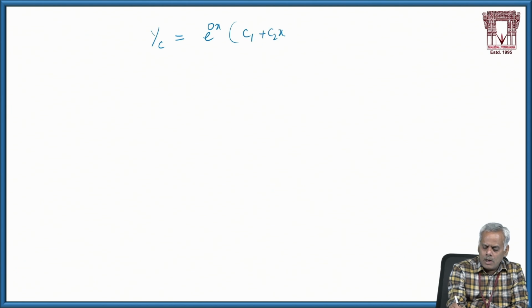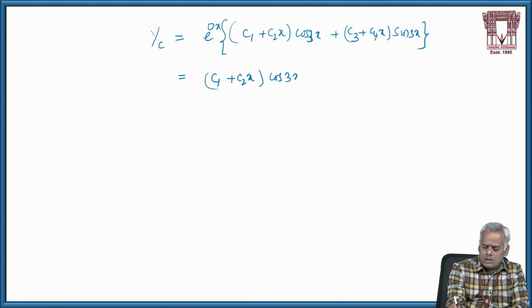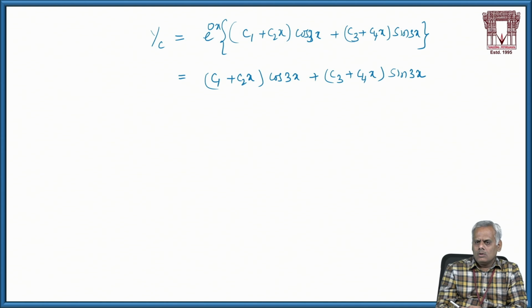So the complementary function is given by y_c = e^(0x) [(c1 + c2x) cos 3x + (c3 + c4x) sin 3x], or (c1 + c2x) cos 3x + (c3 + c4x) sin 3x. Now this is all about finding the complementary function depending on the nature of the roots.